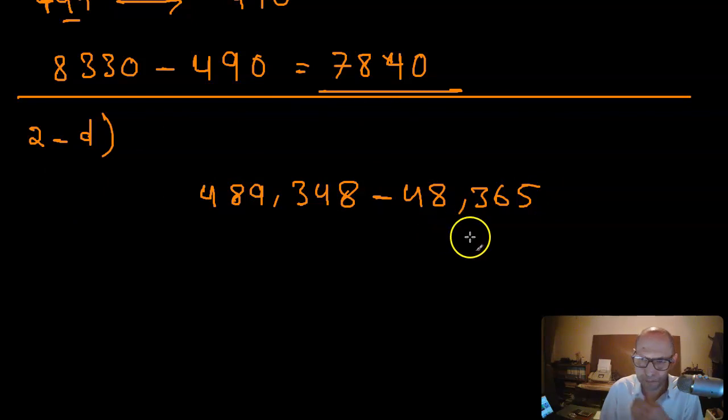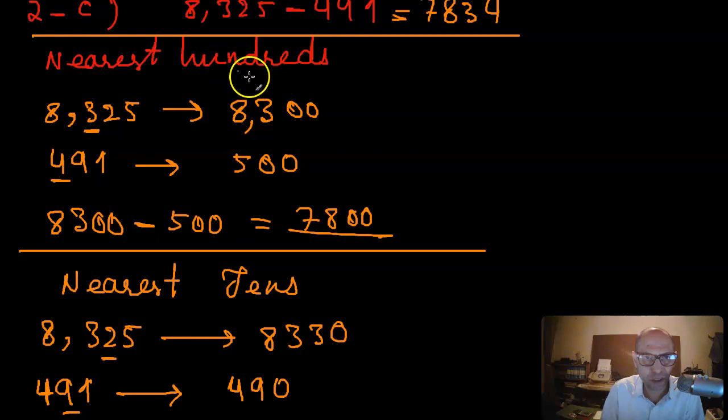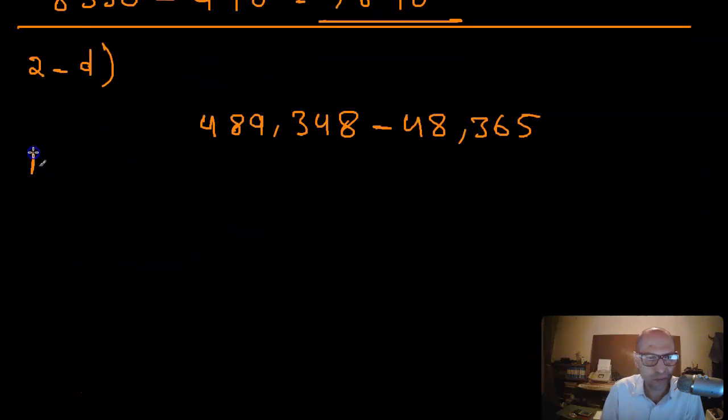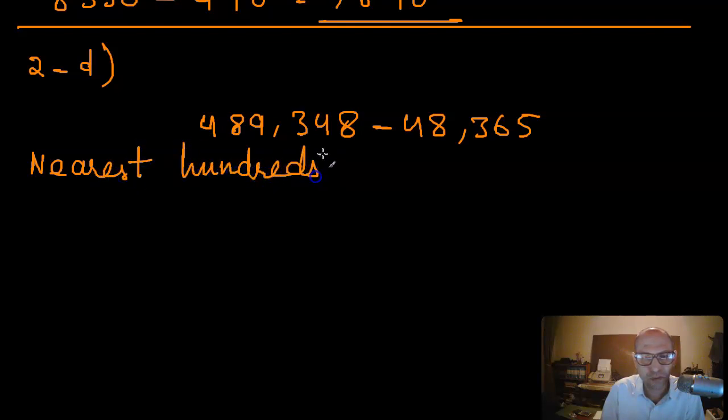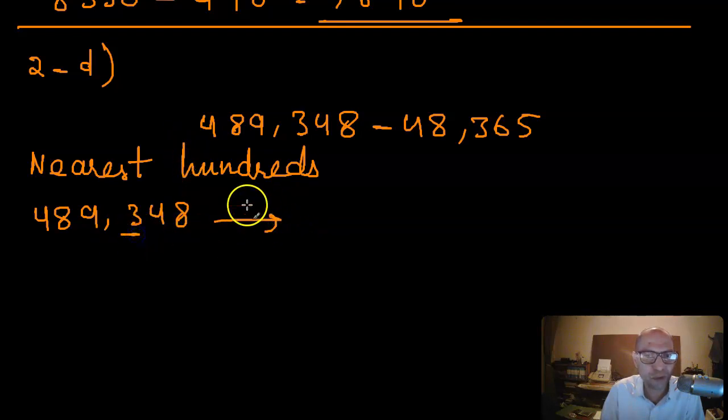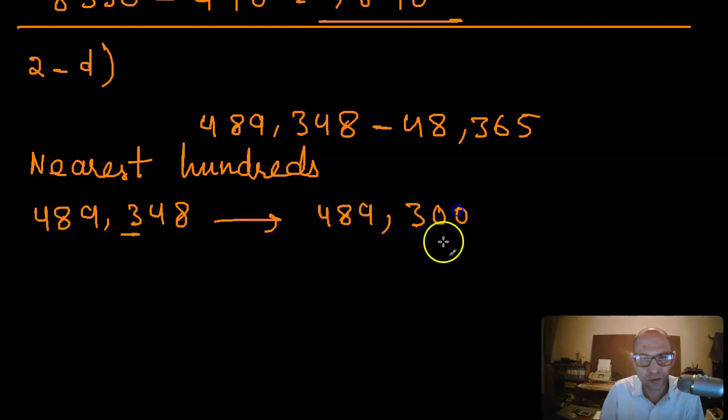Now, in order to do this calculation, basically, first I'm going to round to the nearest hundreds. So rounding to the nearest hundreds, 489,348 would be essentially this place value. And since there is a 4 over here, I'm going to round down, meaning that the number becomes 489,300, right? So these two digits are replaced by zeros.